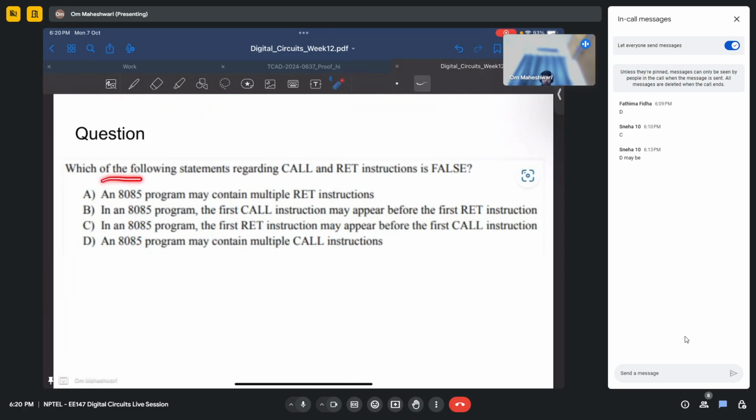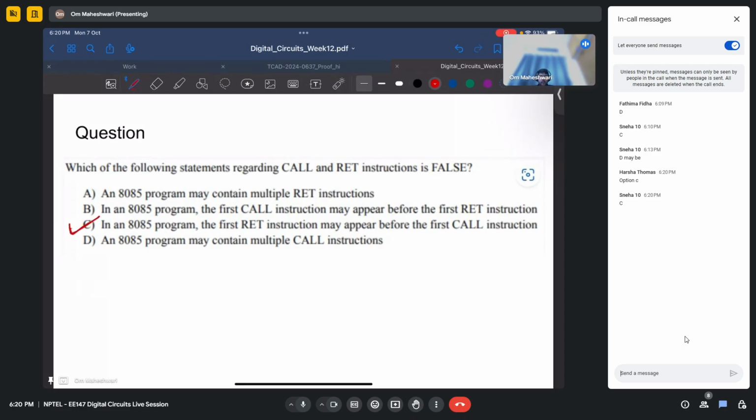The question says, which of the following statements regarding call and return instructions is false? A, an 8085 program may contain multiple return instructions. B, in an 8085 program, the first call instruction may appear before the first return instruction. C, in an 8085 program, the first return instruction may appear before the first call instruction. D, an 8085 program may contain multiple call instructions. So you have to tell which one is false. Right, it is option C.